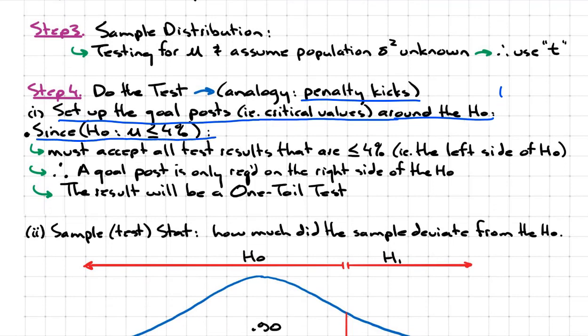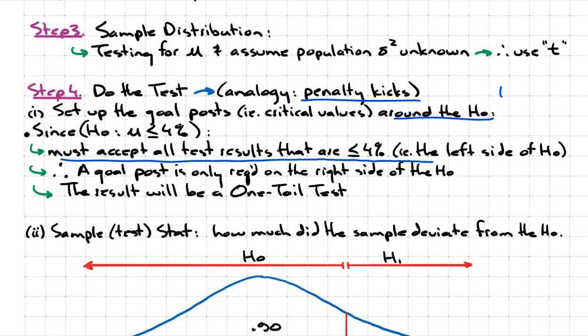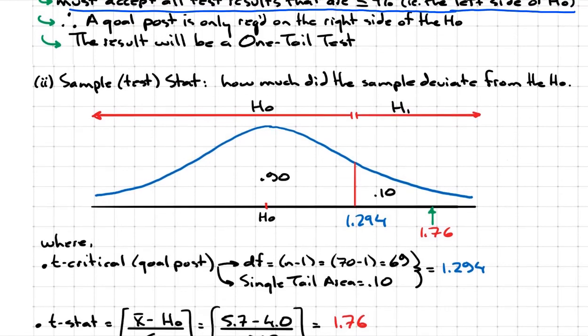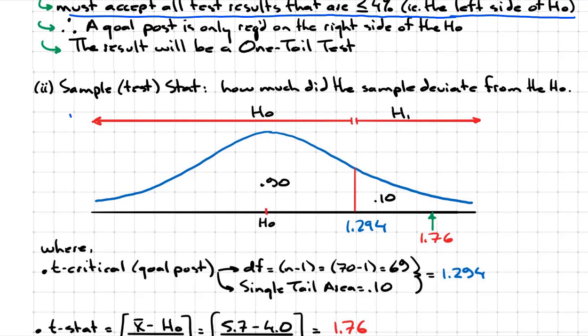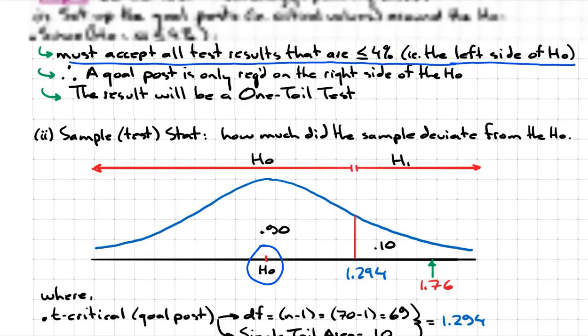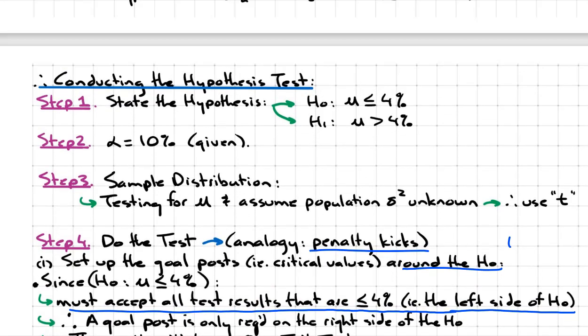Now, since the null says mean is less than 4%, we must accept all test results that are less than 4%. So this includes the entire left side of the distribution. So let's come here, right? So here's our distribution, ladies and gentlemen. And so at the center is your null. This whole test is based around the null. Okay. Now, what is the null saying? So go look at the null. The null says less than 4.